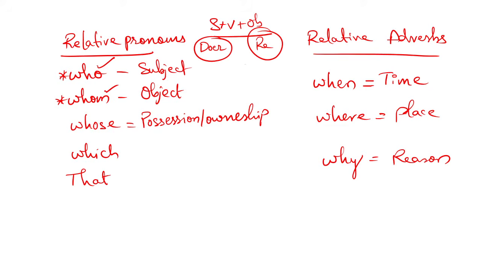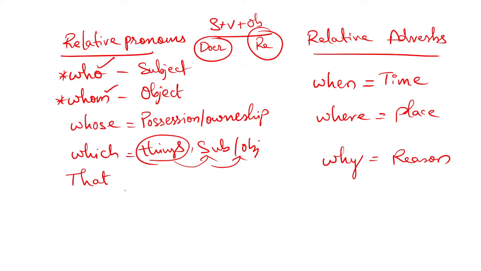Next one, which is also used to show some things. It is used to speak about things. It is also used to speak about the subjects and objects of the sentences. Basically, it is used for non-living things, which can be both subjects and objects. It is like a random thing actually.